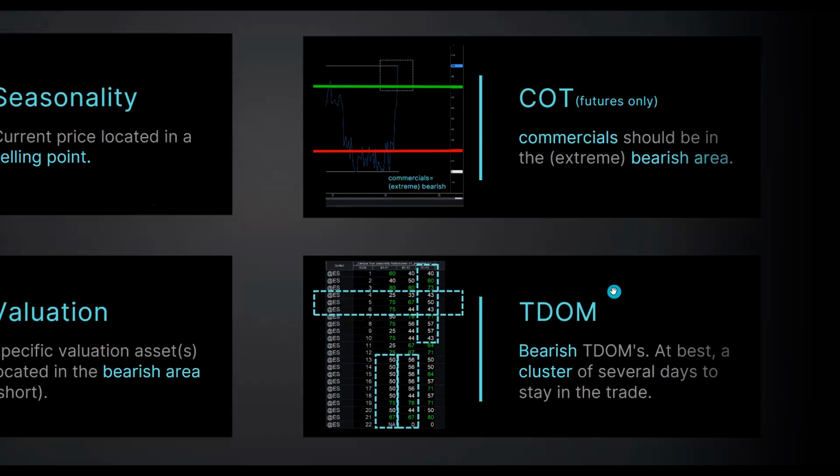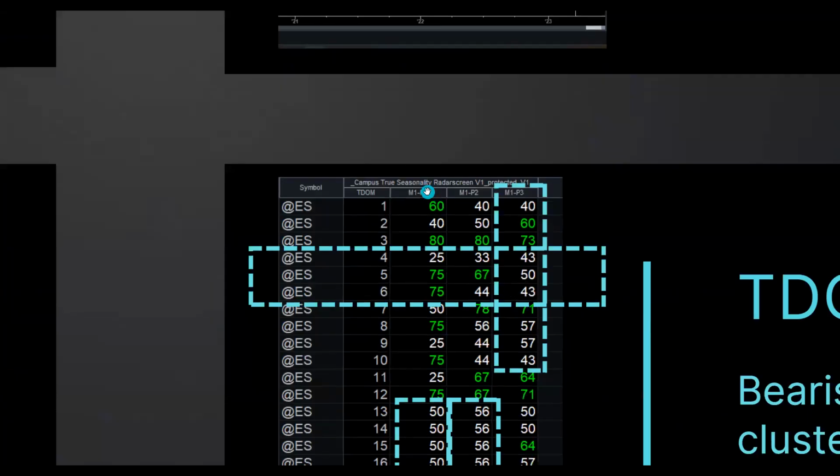Let's check the trading day of the month, our last indicator here. And here, of course, guys, we need bearish trading days, at best a cluster of several days to stay in the trade. That means we need weakness. If we check this area around our shooting star, the 4th to the 6th trading day, you see on 5, 10, and 15 years we have one bearish day, but then on 5 years bullish, one day on 10 years bullish, 50% on the 15. Maybe this is not the best buying point.